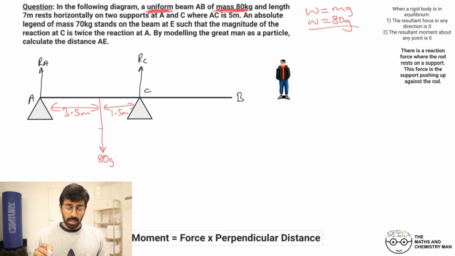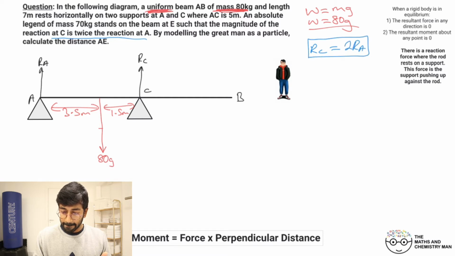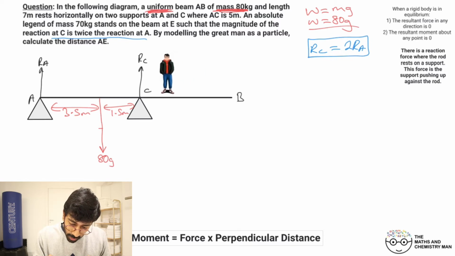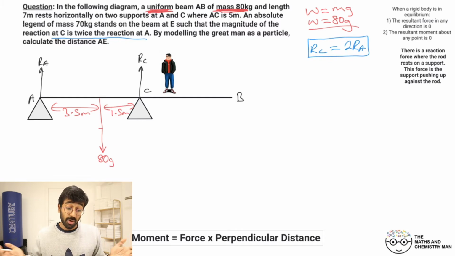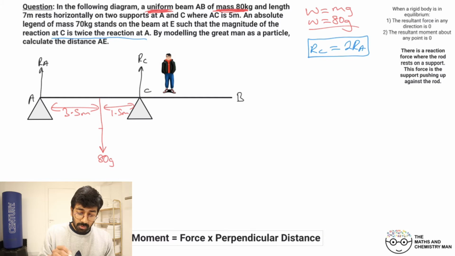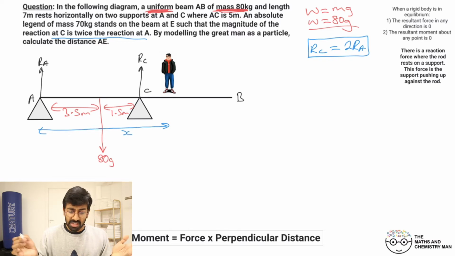So let's just think about what we've been told here. We're told the reaction at C is twice the reaction at A. So what we can say is reaction at C is equal to 2 lots of the reaction at A. Now what that means to me is that this is pushing up with a greater force than A, which means that something heavy is probably near to it. So I'm going to say that this person is standing quite near to C. So maybe over there. I don't actually know, but I'm just going to guess it's there for now. And we don't know the distance that they're standing away from A, so we should fill this distance in with X.